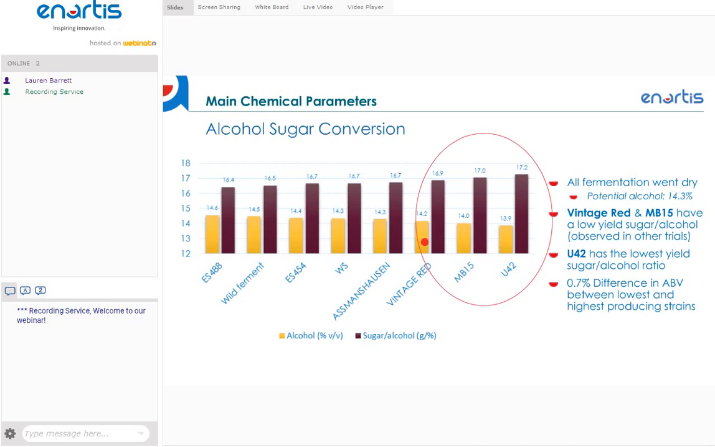And then U42 had the overall lowest yield in sugar and alcohol ratio with 13.9% alcohol, which was a 0.7 difference between the highest, which was the ES488 again. So if you were actually looking to elaborate a wine with lower alcohol, Vintage Red, MB15, and U42 would be a good tool in doing so. And then on the opposite end, if you were looking to increase alcohol, ES488 would be a good candidate for doing so.